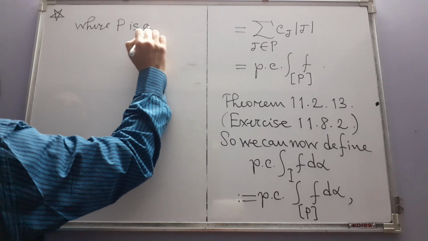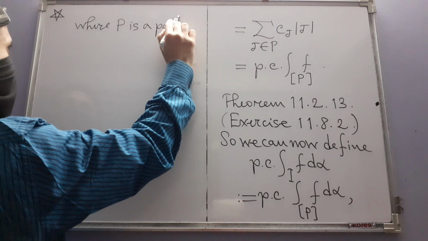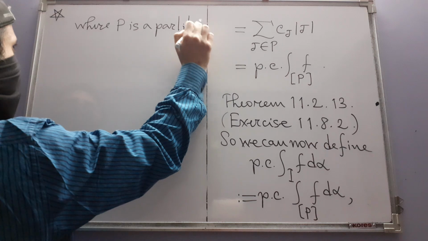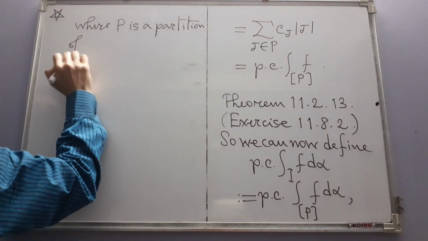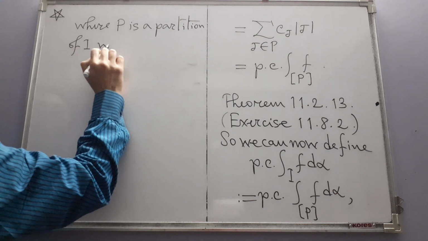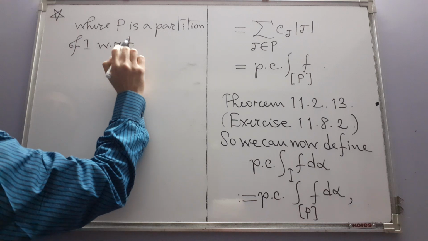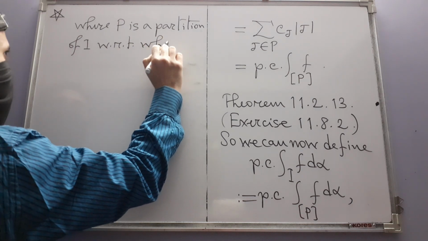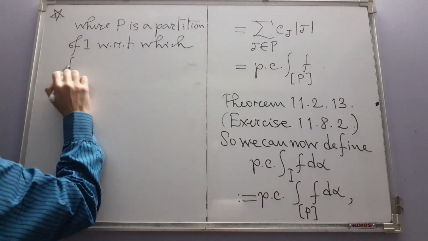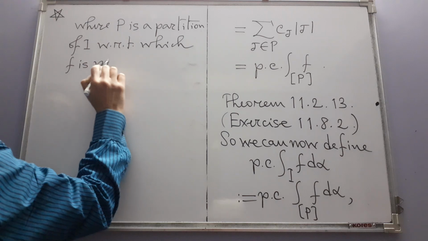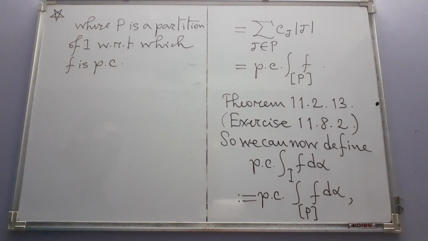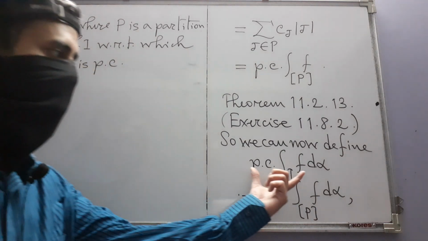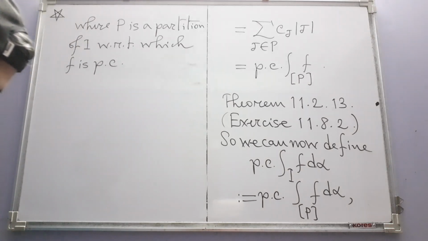P is a partition of I with respect to which f is piecewise constant. Alright, so we now have this notion as well.